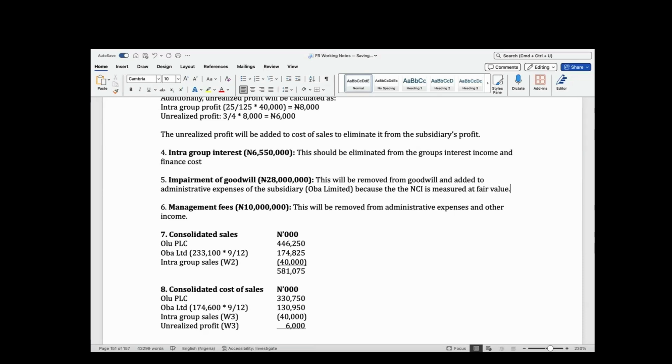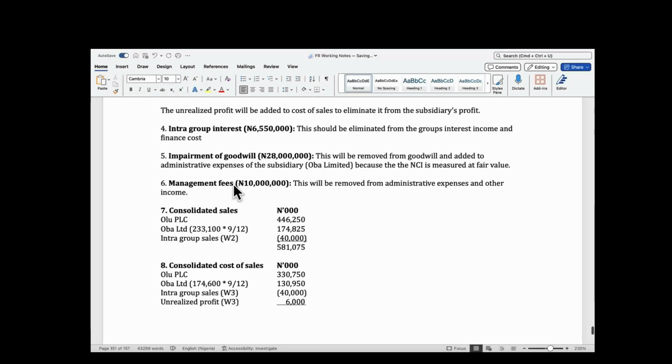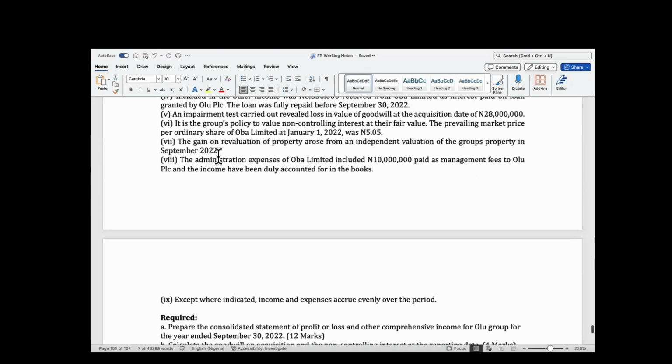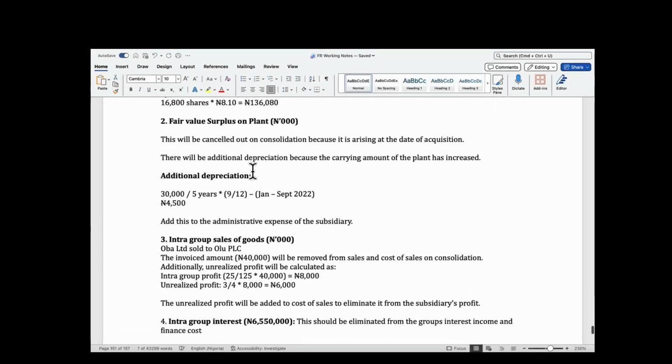Now, the next one was management fee. So we'll need to remove it from admin and other income of whoever was collecting and whoever was paying. Let me even see the way they put it. Admin expense of Oba include 10 million paid as management fee. So you remove it from Oba's admin. And it was in the income of Olu, so you remove it from the income of Olu. That is everything.